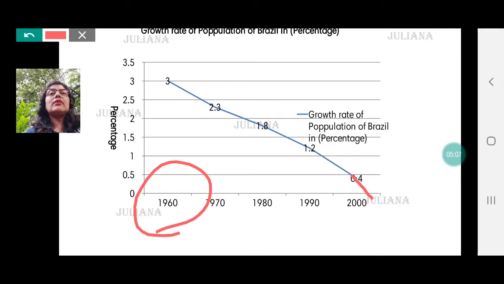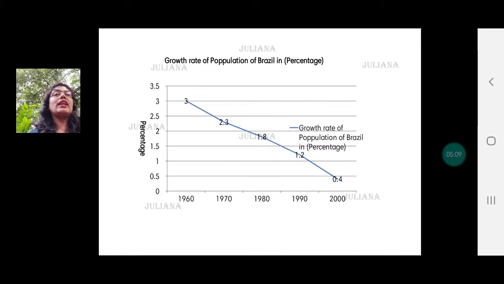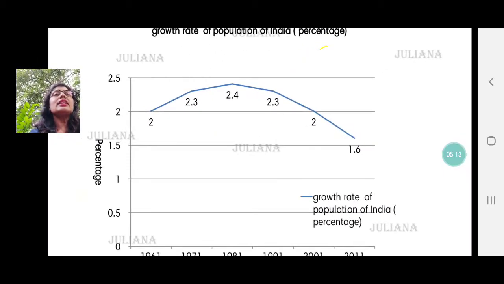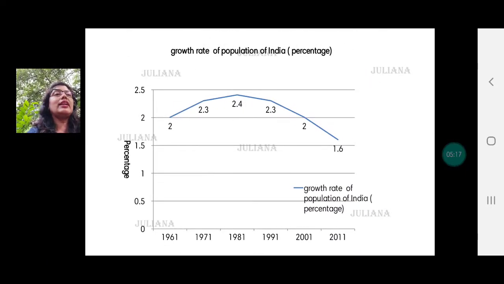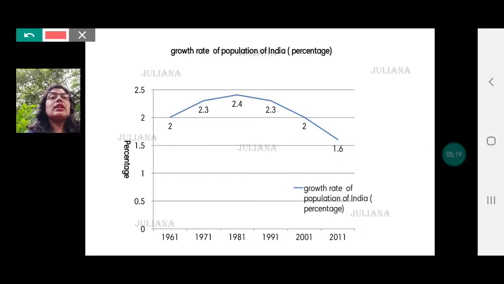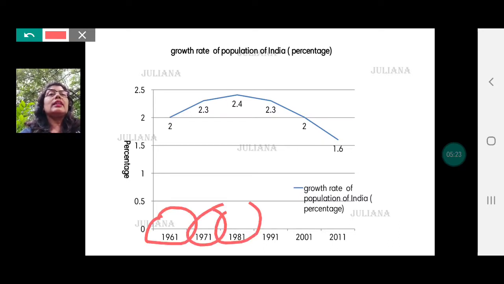Now let's understand what's the story for India as far as the population growth of India is concerned. Here you find the curve for India's growth rate. What do we notice? From 1961, 71, 81, the growth rate has been increasing. And what happens when the growth rate increases? Huge population is added into our Indian population. That means up till here. Now till here you find it was a bit stable.